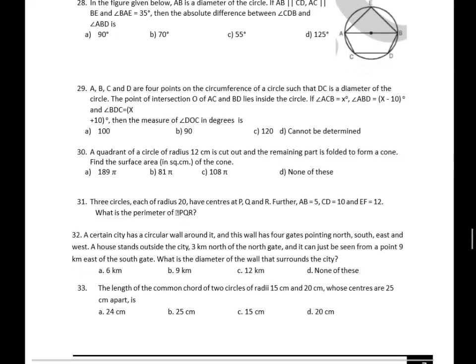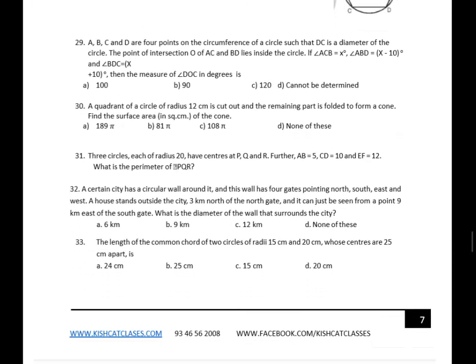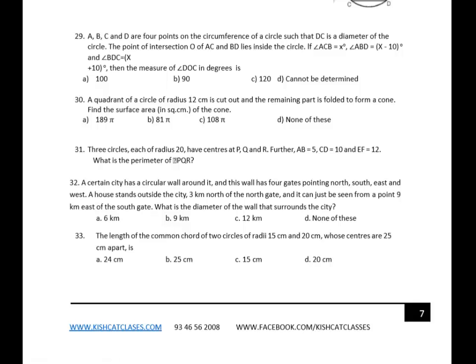Just next, focus on 29. ABCD are 4 points on the circumference of a circle such that DC is the diameter of the circle. The point of intersection O of AC and BD lies inside the circle. If angle ACB equals x, angle ABD equals x minus 10 degrees, and angle BDC equals x plus 10 degrees, find the measurement of angle DOC. Draw the figure. So we need to draw DC as the diameter.